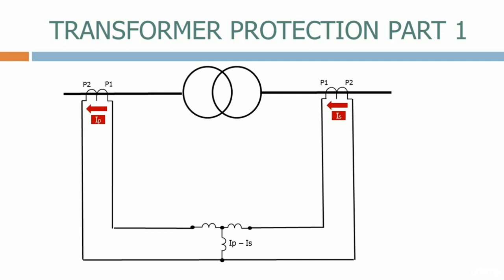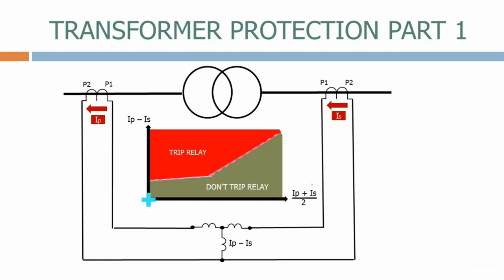Here we have our transformer from before. We've now added a new winding called the bias winding. This winding measures the value of the through current. Let's now add the bias characteristic so we can see what's going on. Let's now energize the transformer. As the primary and secondary currents go up and down, we move around the bottom of the don't trip zone. Let's now add a fault on the transformer inside the protection zone.